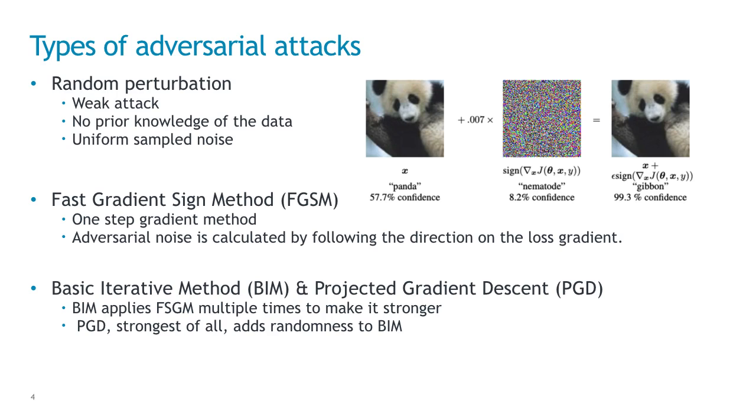However, research has shown that applying multiple steps and multiple iterations to these attacks makes them stronger. Therefore, the basic iterative method does that. It applies FGSM multiple times to make the attack stronger. However, the strongest of all that we are considering in this work is PGD, projected gradient descent, which prepends to the iterative FGSM a random step, to avoid going towards a false direction of ascent, which is something that this kind of adversarial attacks suffer from.